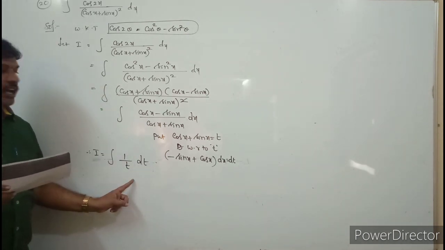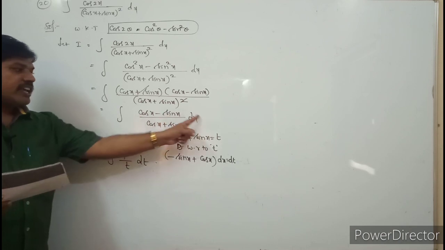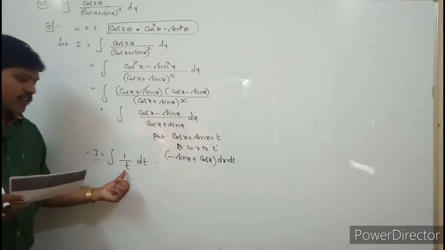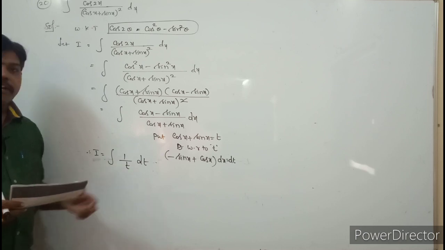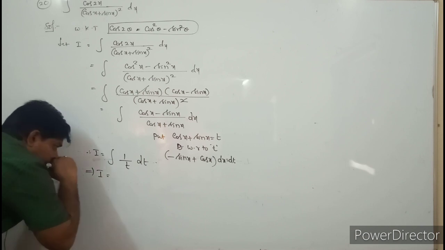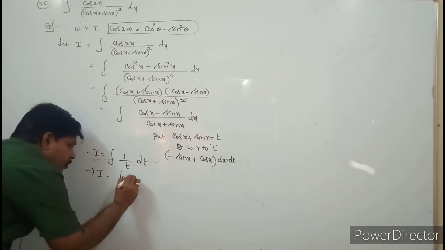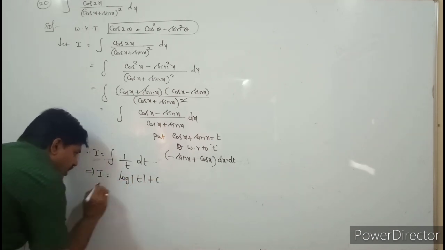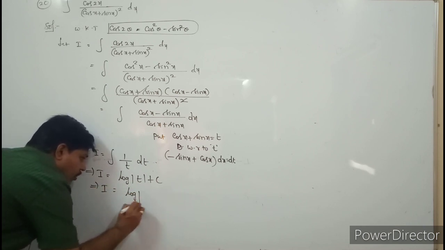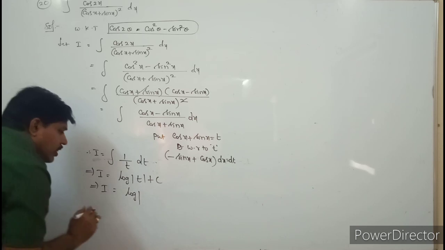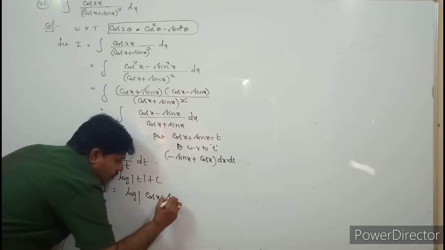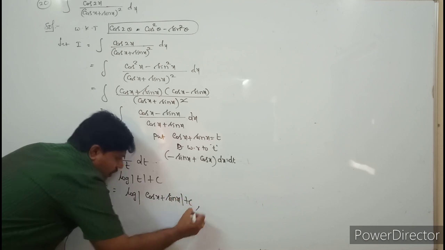It will become integral of 1 by t, and cos x minus sin x into dx will become dt, and cos x plus sin x is t. So integral of 1 by t into dt. That implies I is equal to log mod t plus c. So I is equal to log mod, what is the t value? The t value is nothing but cos x plus sin x, plus c.